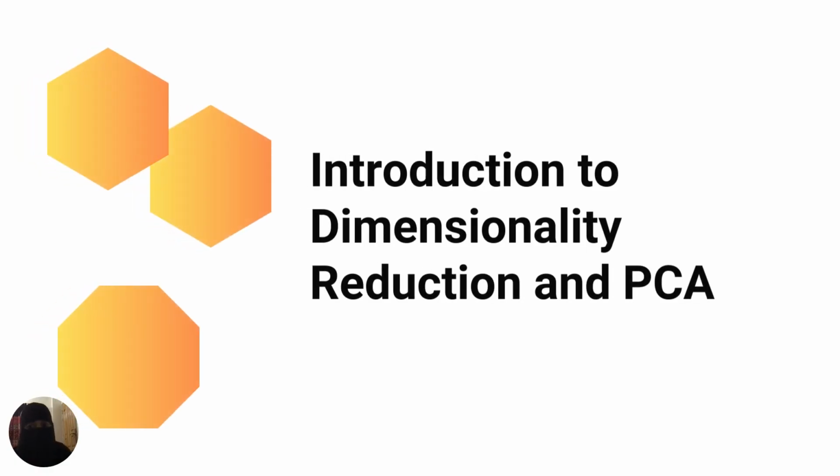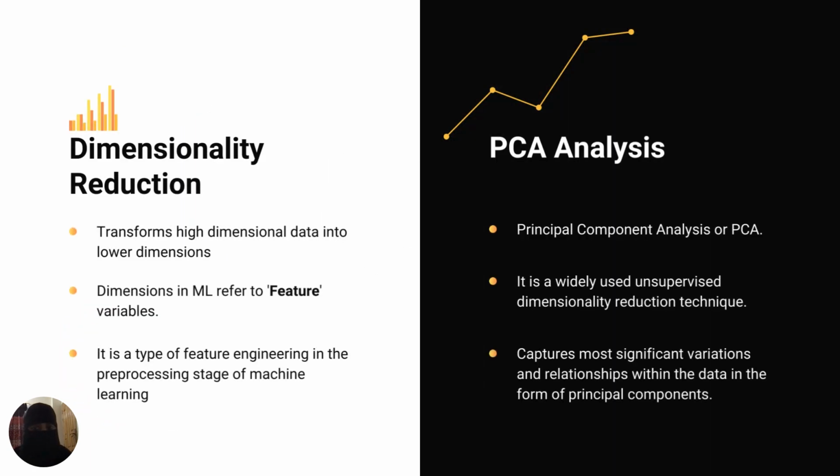Now, let us get a brief idea on dimensionality reduction and PCA. Dimensionality reduction refers to the process of reducing the number of features or variables in a dataset while preserving the important information. In other words, it simplifies the dataset by transforming it into a lower dimensional representation.